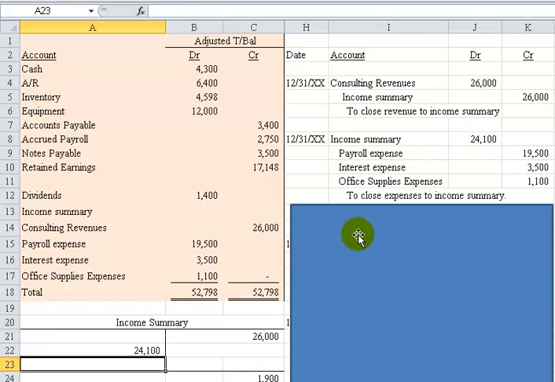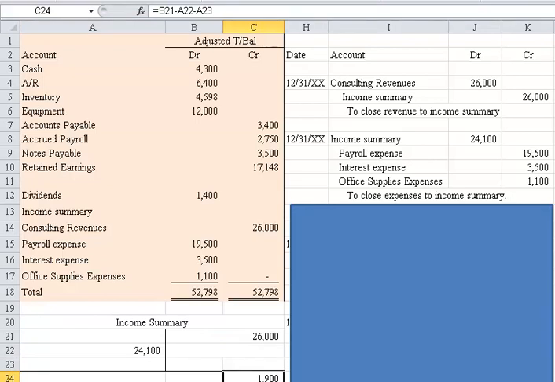By the way, at this point, with consulting revenues equal to zero, the payroll and all the expenses now equal zero too, right? We had debits of 19.5, 3.5, and 1.5. That's in thousands of dollars. And now we've credited for the same amount, so they'll show zero in their T accounts. I'm not going to illustrate that, but they will. But what we know is I've got a $1,900 credit in income summary.